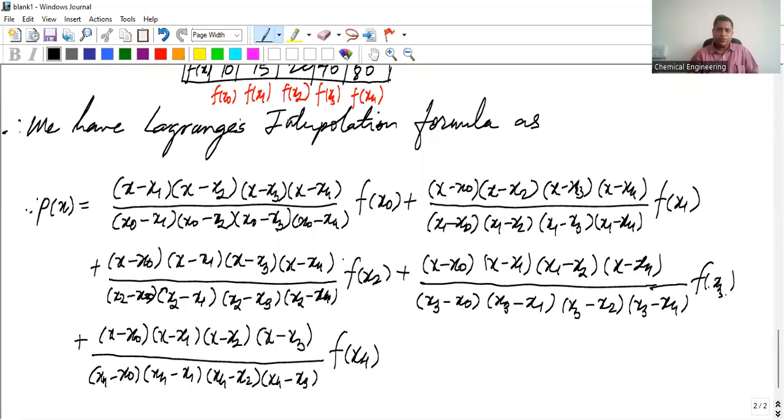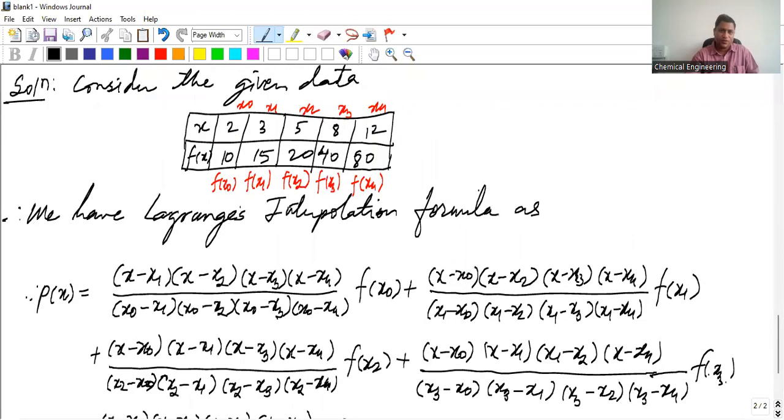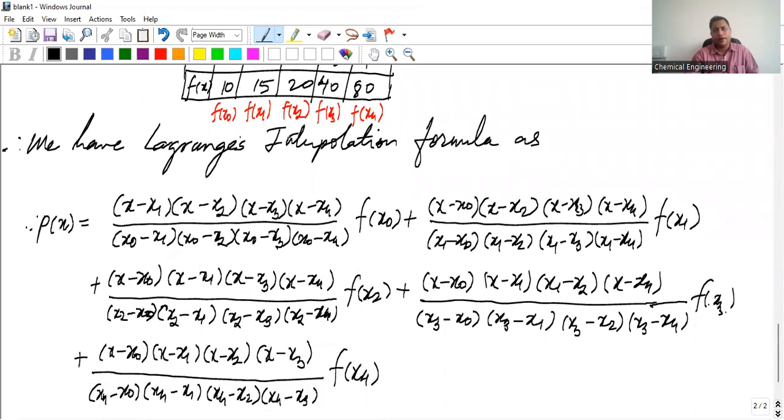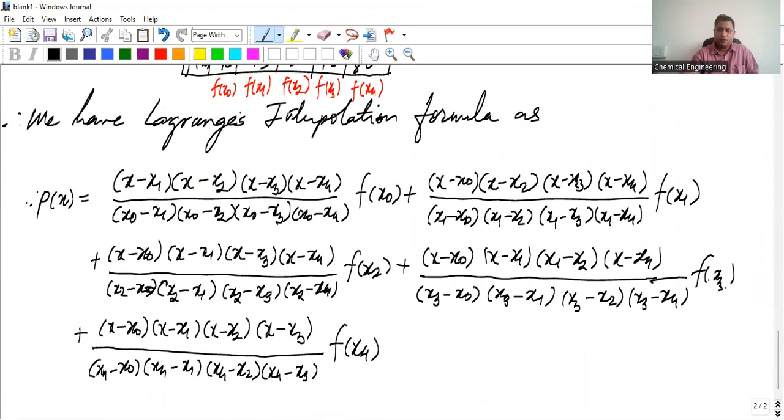Are you getting the construction of this formula? Yes, sir. Okay. So now we have to put all these values. So let us put these values. We can have 3, 5, 8, 12 in the numerator.